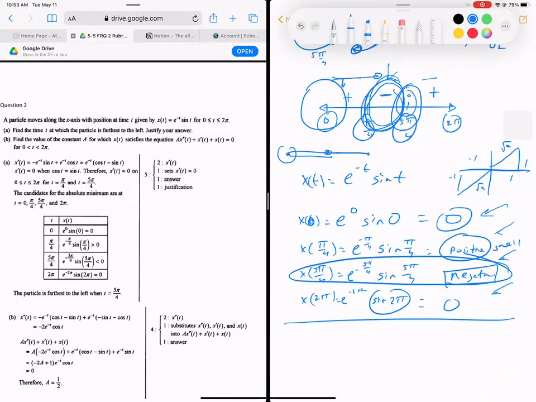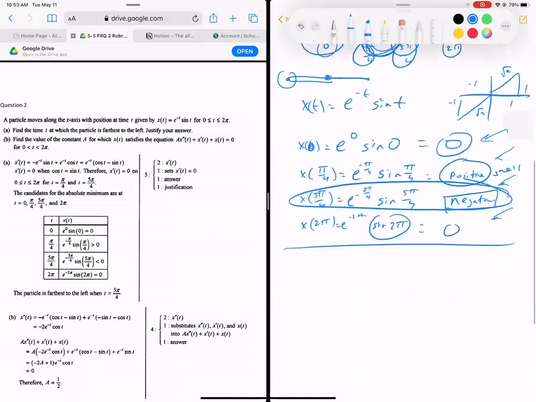Okay, part B, find the value of a constant a for which x of t satisfies this equation: a times x double prime of t plus x prime of t plus x of t is equal to 0. Okay, so we're looking for the value a. So what would a have to be?